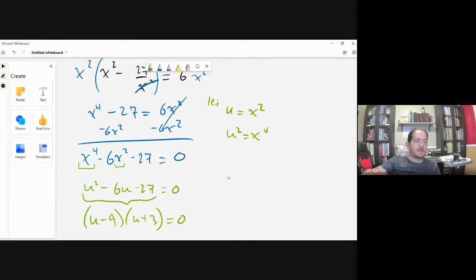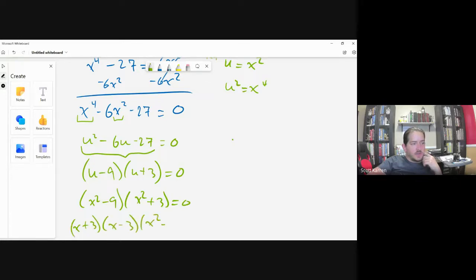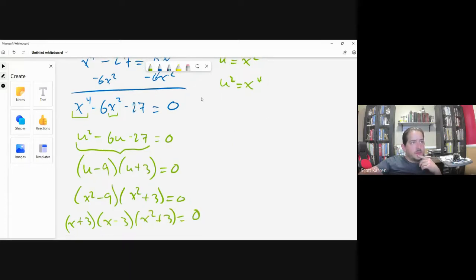Right? Now that I've got the factors, I'm going to replace my u with my x squareds. So this is x squared minus 9, and this is x squared plus 3. And I can factor x squared minus 9 further, because that's the difference of two squares. So this becomes x plus 3 times x minus 3 times x squared plus 3 equals 0.